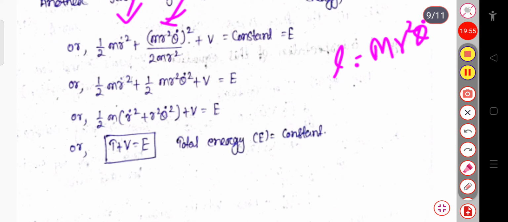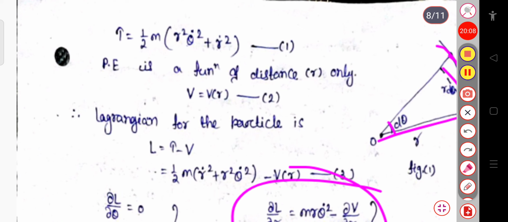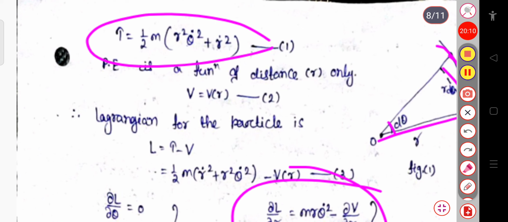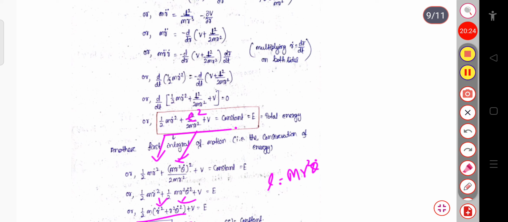Or if I take common 1 by 2 m, then this will be r dot square plus r square theta dot square plus v equal to E. And also we know the kinetic energy term we have calculated here is equal to 1 by 2m into r dot square plus r square theta dot square. So we can write this total term as T plus V, that is equal to E, the total energy of the system, which is also constant. So in this way we can calculate for the central force motion.